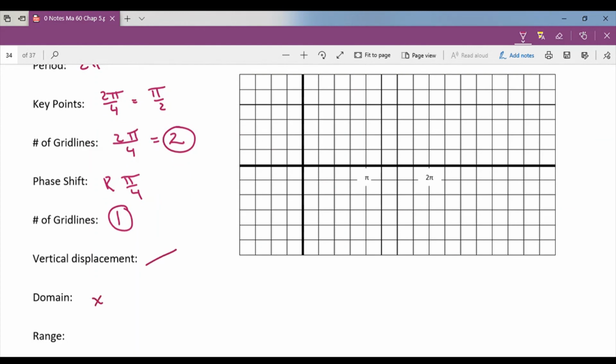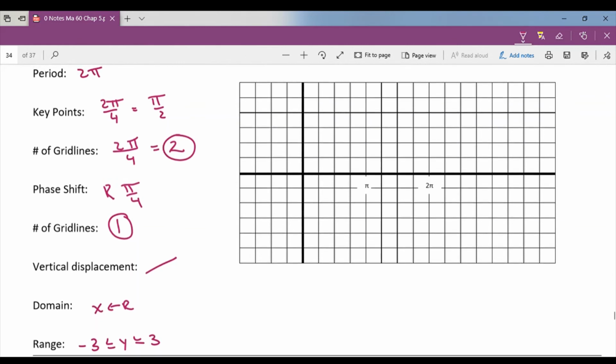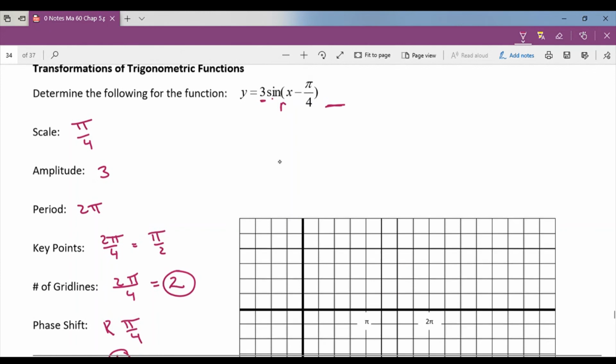So again, I could already tell you that the domain is going to be x is an element of the real numbers. The range is going to go from -3 to 3 because there's been no vertical displacement, but there has been an amplitude change. And now we can graph it. So we're looking at sine. Sine normally starts at 0, 0, but we are going to move that right one grid line. Then every 2 grid lines, I'm going to do a key point.